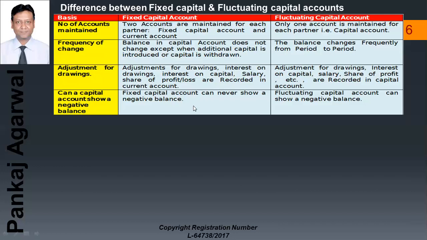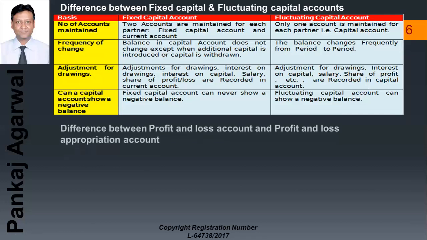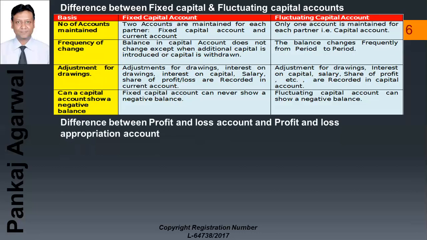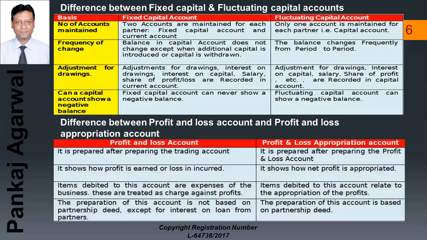Under the fixed capital method, the capital account can never show a negative balance. But under the fluctuating capital account method, the account can show a negative balance. Now let us understand the difference between the profit and loss account and the profit and loss appropriation account.